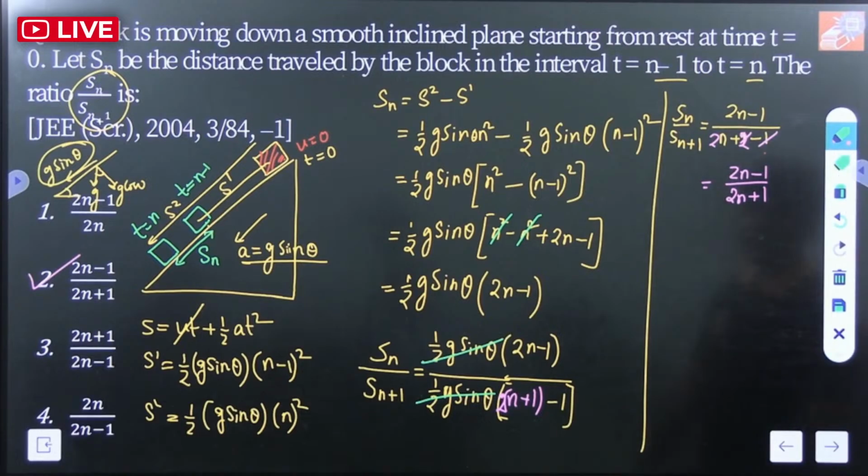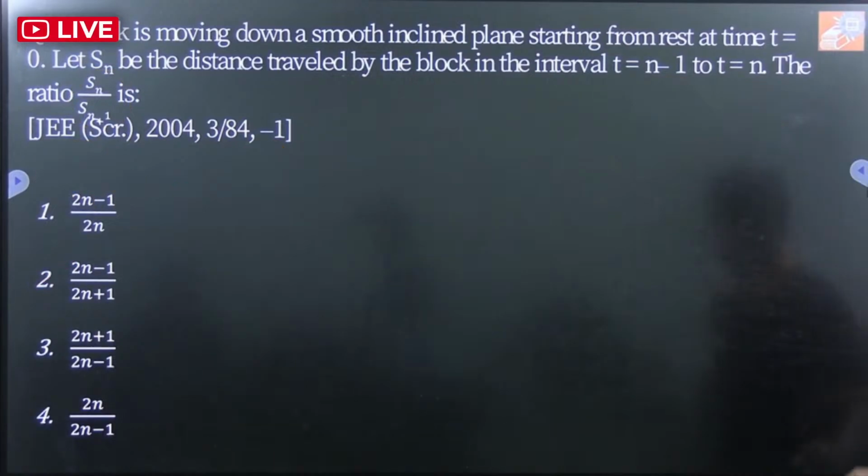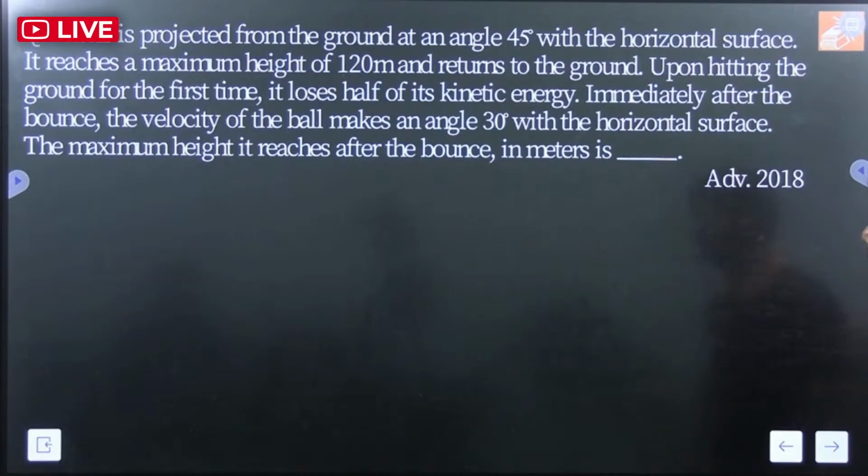Okay, so we'll go to the second question, the next question. You can check once. See, this question is from the JEE Advanced 2018 paper.